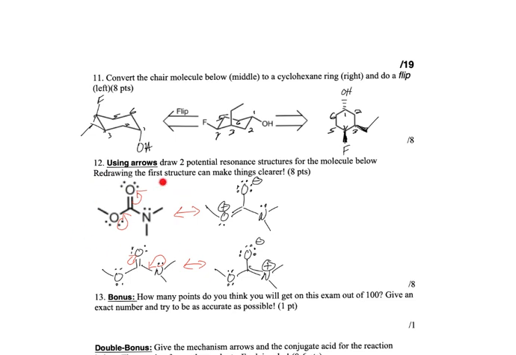Last one, drawing some arrows. Make sure, right, redrawing the first structure can make things clear, so that might be a helpful thing there. What are you going to do? Lone pairs go towards there, make a pi bond, break that towards the electronegative oxygen. All right, so that's one we've seen before.